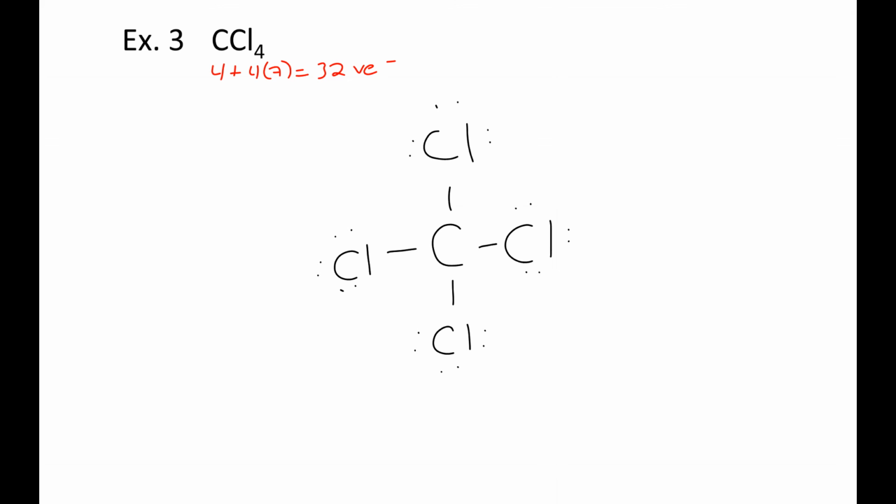When you count them, if you go to the top one, you have 2, 4, 6, 8, 10, 12, 14, 16, 18, 20, 22, 24, 26, 28, 30, 32. So we have 32 electrons, which is exactly what we're supposed to have.